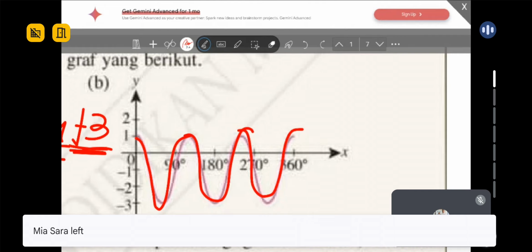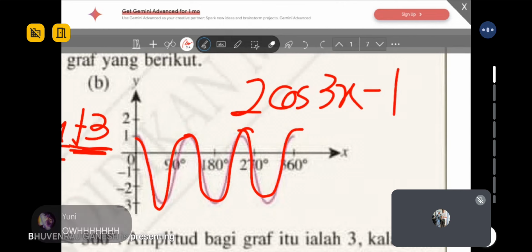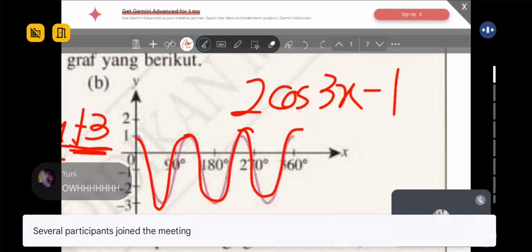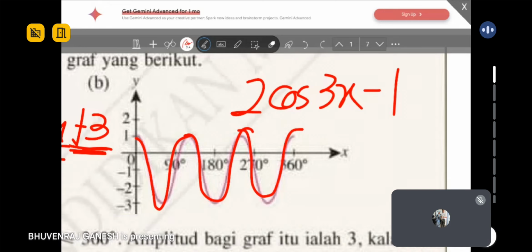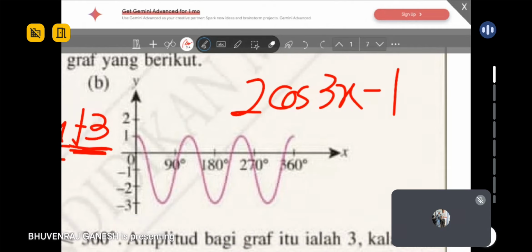Yes, someone got the correct answer. Okay guys, the answer is 2 cos 3x minus 1. Okay, do you guys understand? Boleh faham kan? So it's 2 cos 3x minus 1. Boleh? So this should be your answer. Okay, if you think how to get this answer, you can just try some points. Okay, cuba saja titik dan ganti dalam persamaan. You just substitute some points inside the equation. Then you will know why the answer is like that.